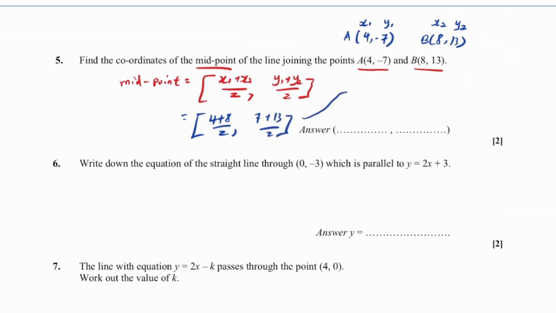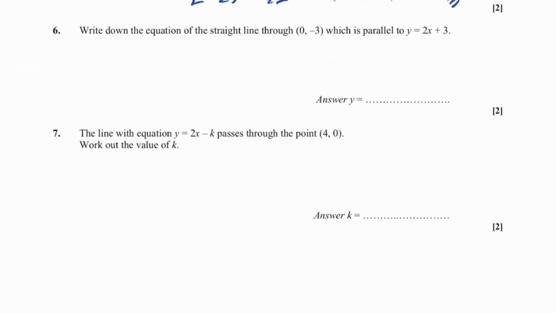So you end up with 12 over 2 and 6 over 2. So simplify them, you will get 6 and 3. So that should be your midpoint.